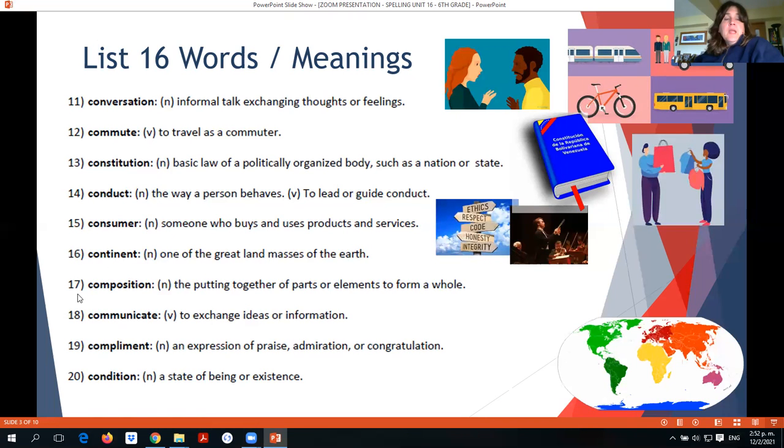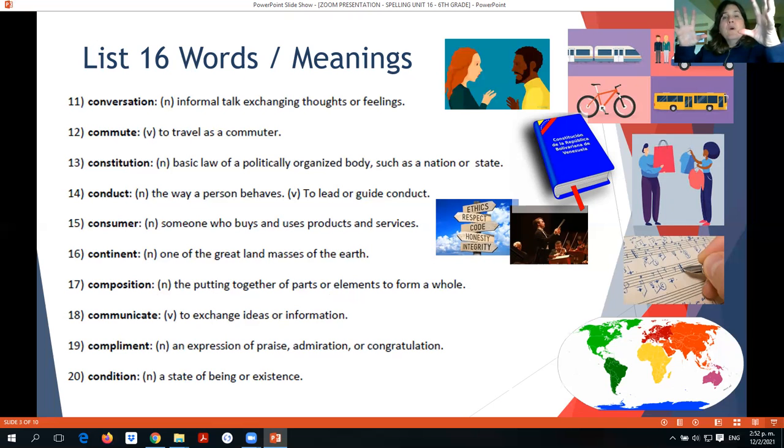continent, a noun. Number 17, composition, prefix com, is a noun and is the putting together of parts or elements to form a whole. For example, when you're doing a musical composition, you put different instruments together and different parts together to form a musical composition.